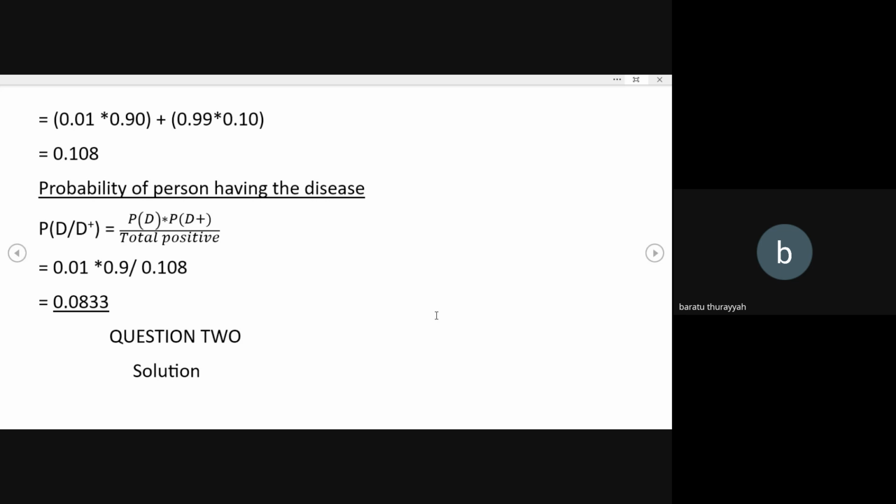So to find the probability that a person has the disease, you get 0.01 times 0.9 divided by the total probability, and the answer is 0.0833.